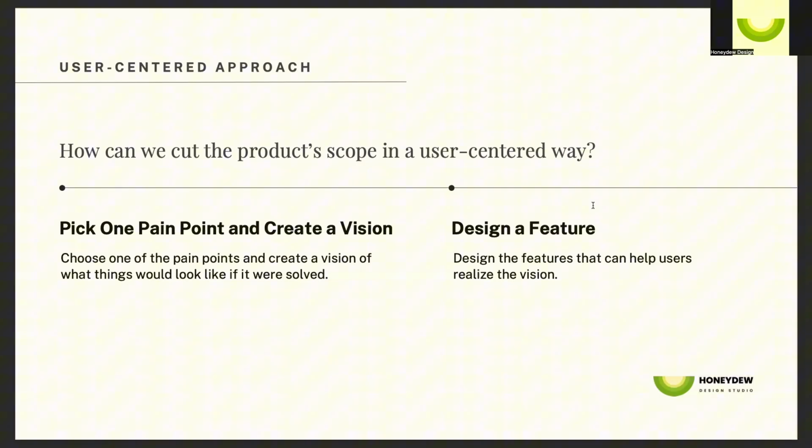And the last one, about the product itself, is to design a feature. Don't design 10 features or 12 features for only one pain point. Just design the one that's really, really important to solve the pain point. Just this one feature is enough for the MVP. And design a feature that can help users to realize the vision we just created.